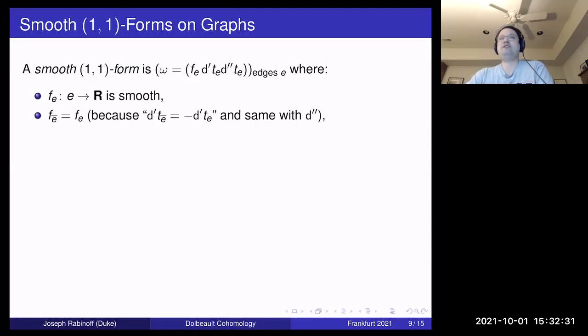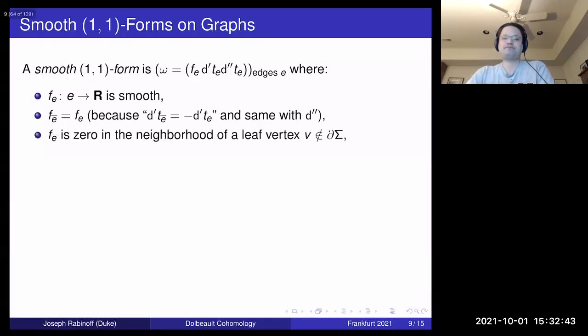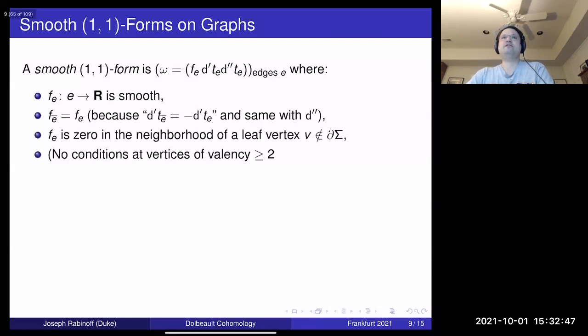because d prime t sub e bar is the negative of d prime t sub e. The derivative of the parameterization of the opposite edge is negative the derivative of the parameterization of the edge, but you're multiplying by both of them. It's the same for d double prime. Again, it's 0 in the neighborhood of a leaf vertex, and there are no conditions on vertices of valency at least 3 at all, and also not at boundary vertices.